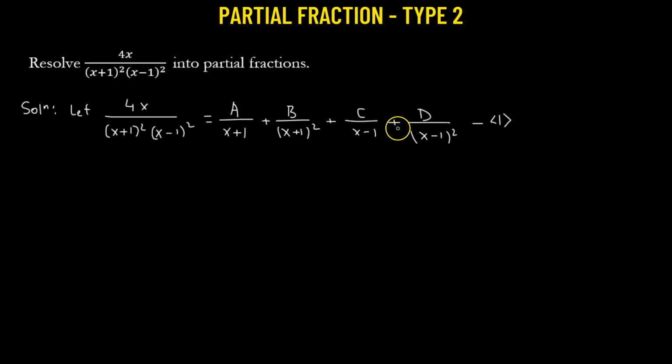Now there is a method known as the cover-up method, which can be used to find the values of the constants B and D easily. However, we cannot use that method to find A and C. That will become apparent in a moment. So let's use the cover-up method.